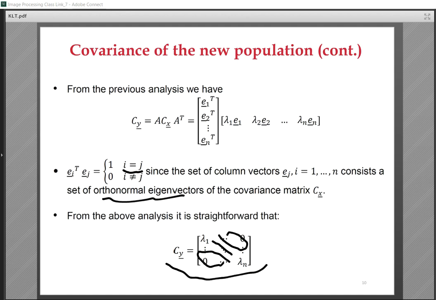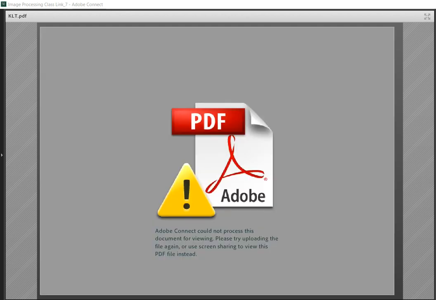That means, as we saw in the last slides, Cy gives us better independency between the components of the new Y population or Y space compared to the X population or X space. More independency.